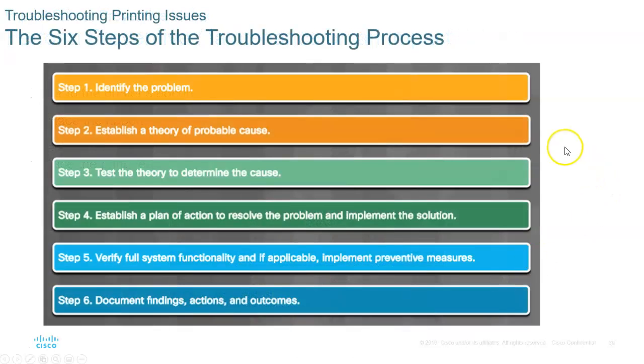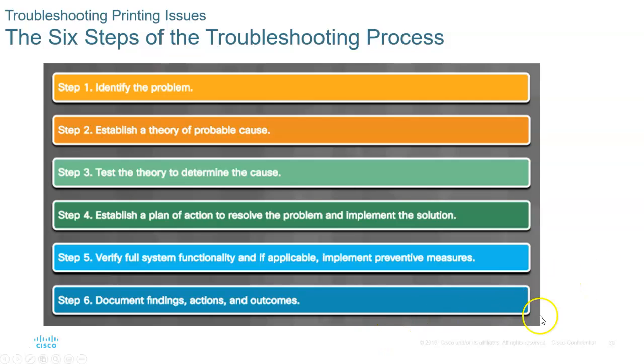So the last thing it moves us into is the 6 steps of the troubleshooting process. You need to make sure: identify the problem, establish a theory of probable cause, test the theory to determine the cause, establish a plan of action to resolve the problem and implement the solution, verify full system functionality if applicable, implement preventative measures, and then again, step 6, document your findings, actions, and outcomes.